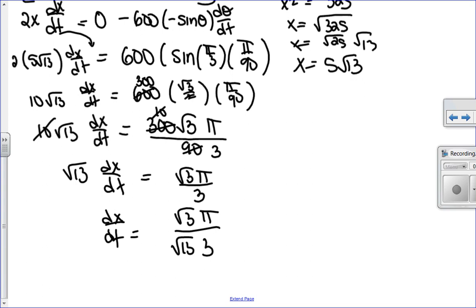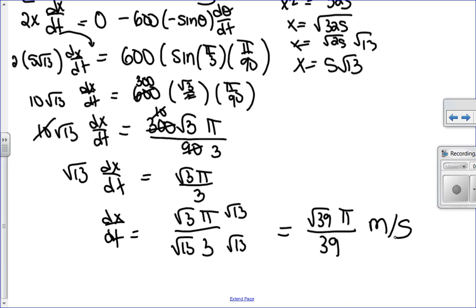And then I'm just going to rationalize my denominator by multiplying top and bottom by root 13. So all together here, I'm going to have root 39 pi all over root 13 times root 13 is 13, and 13 times 3 is 39. So that's the rate of change of my side. The side was meters, and the rate of change was in seconds. So my final answer, root 39 pi over 39 meters per second.